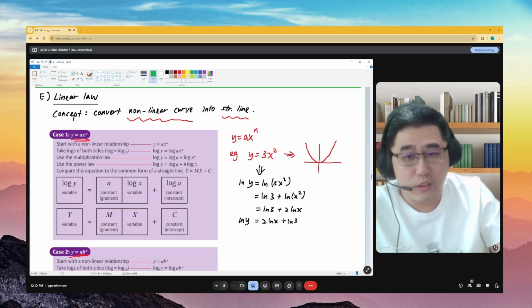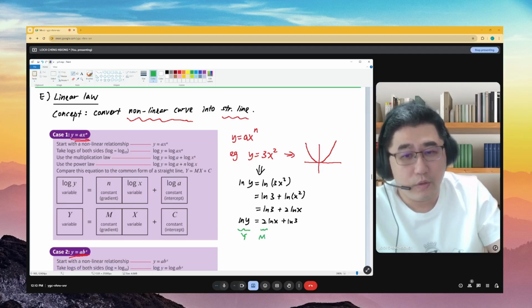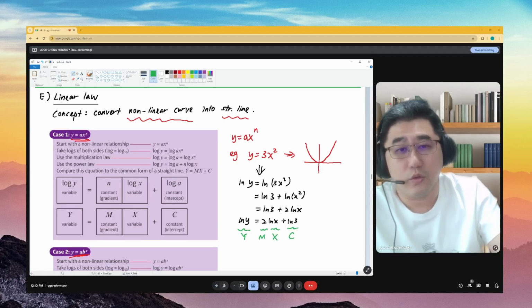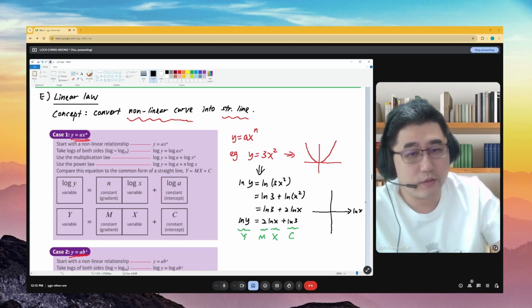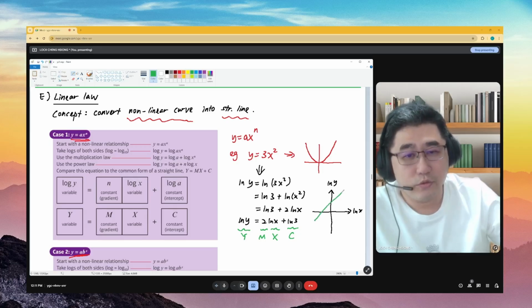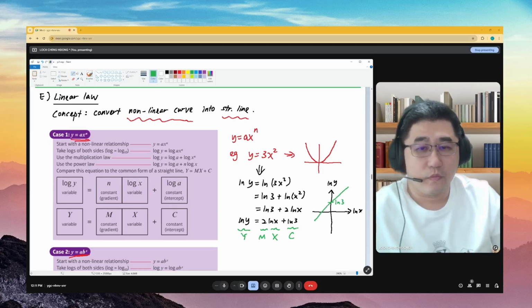So what we see from here is this is your capital Y, this is your capital M, this is your capital X, and this is your capital C. So in the end, you will get the shape of the graph in ln x, ln y, that passes through ln 3 here. This is type 1, case 1. Case 2.